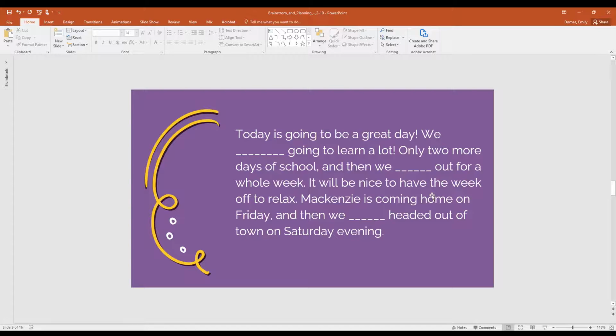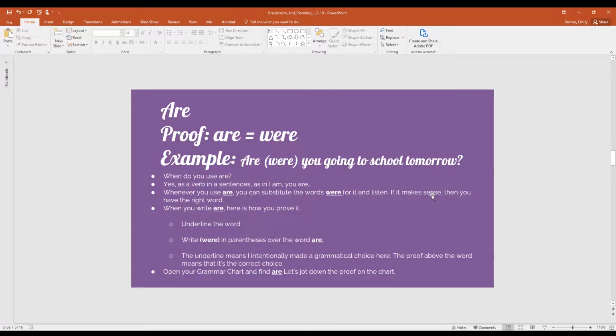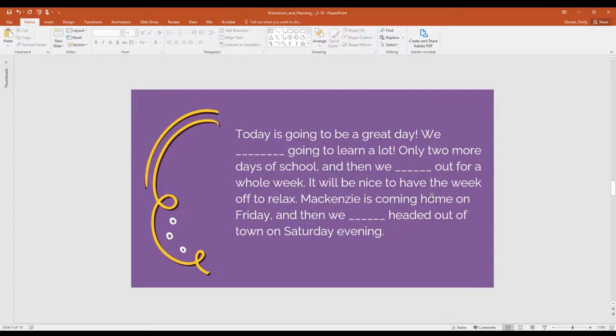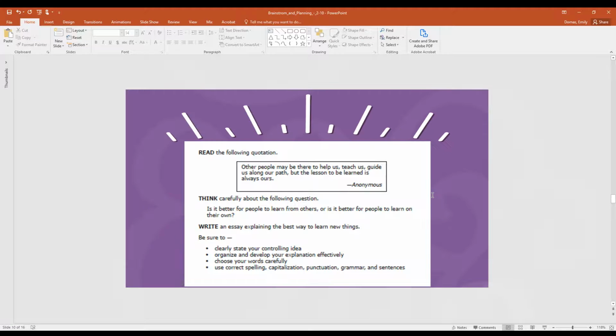So while I know that these make sense and they sound right, I can go back and check with my form are, which is were, and I can plug it in. So we were going to learn a lot. We were out for a whole week. We were headed out of town. So I know I used the form correctly.